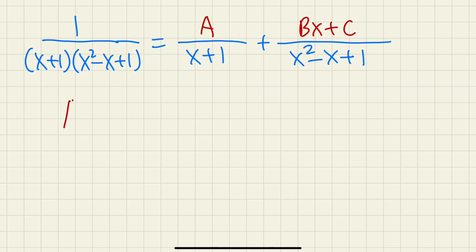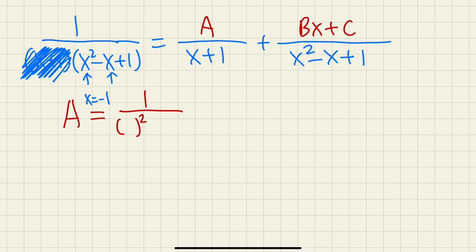Now for a, we can do cover up because the denominator is just x plus 1. We can make it equal to 0. When x plus 1 is equal to 0, that means x has to be equal to negative 1. And remember, we are going to cover up this right here. Just go ahead and plug in negative 1 into these two x's. So we get 1 over negative 1 squared minus negative 1 plus 1. Work that out, we will get a being equal to positive 1/3.